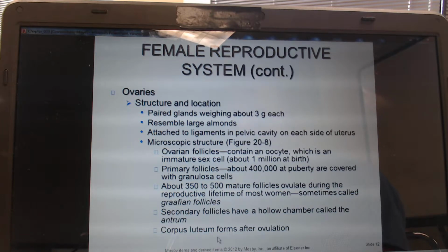The ovaries are paired glands. They weigh about 3 grams each, and they resemble large almonds. They attach to ligaments in the pelvic cavity on each side of the uterus. Okay, we have the microscopic structure.